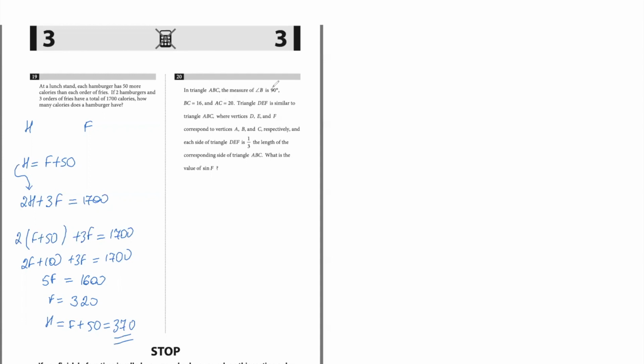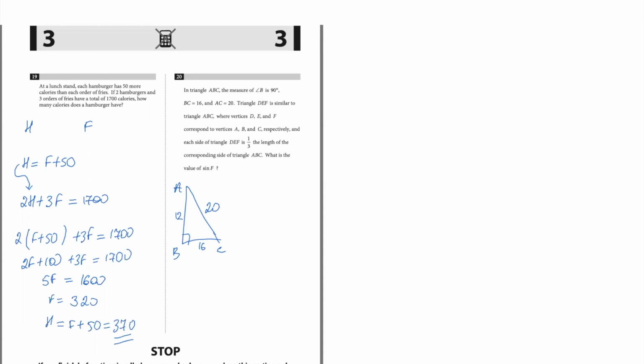And the last question, ABC. E is 90 degrees. Okay, let's write A, B, and C. BC is 16. All right. AC is 20. Automatically, because of Pythagoras, this is 12.